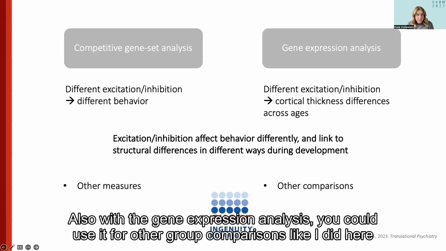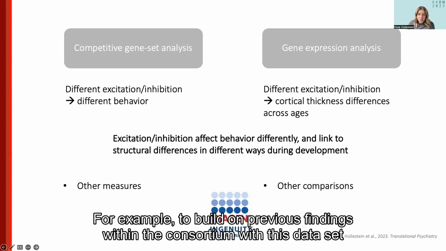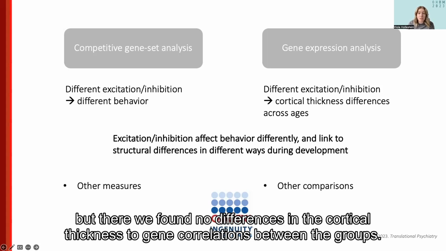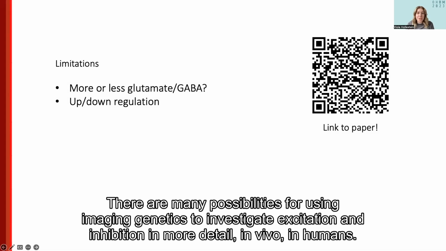Also with the gene expression analysis, you could use it for other group comparisons like I did here, or divide participants based on other characteristics and compare the results. For example, to build on previous findings within the consortium with this data set, we also divided our participants into sensory processing subgroups, but there we found no differences in the cortical thickness to gene correlations between the groups. But we can, of course, also select different sets of genes that relate to excitation and inhibition as well. There are many possibilities for using imaging genetics to investigate excitation and inhibition in more detail in vivo in humans.